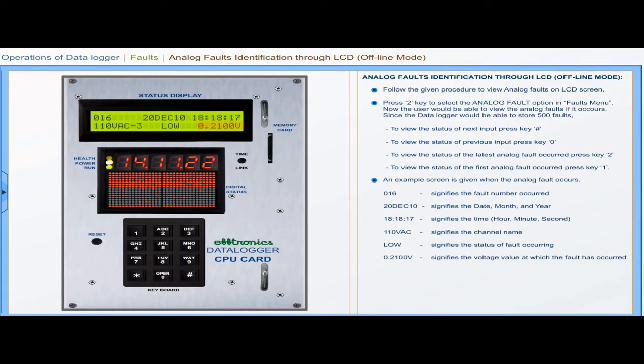0.2100 V signifies the voltage value at which the fault has occurred. If no faults occur, then the following screen will appear on the LCD.